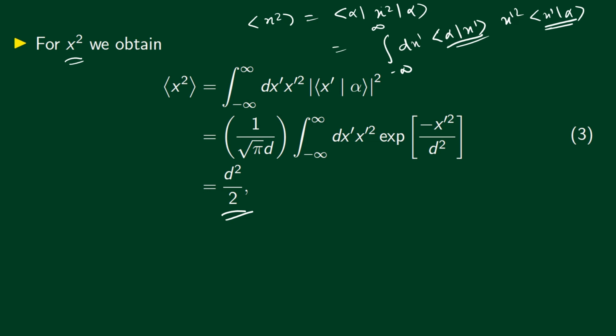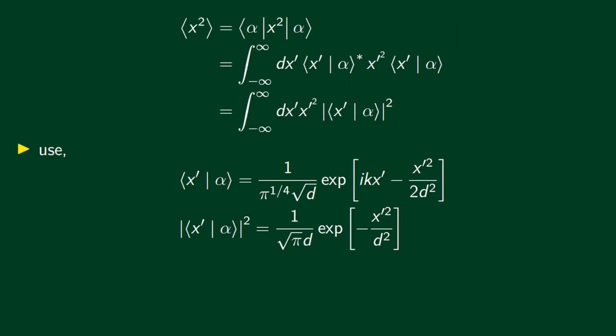The integration itself is quite straightforward, but still I shall guide you through the steps. So as we said, the expectation value for x square in the state alpha is bra alpha x squared ket alpha, which in the position representation becomes integral minus infinity to infinity dx prime bra x prime ket alpha star x prime squared bra x prime ket alpha. I think you already know how to go from here to this expression.